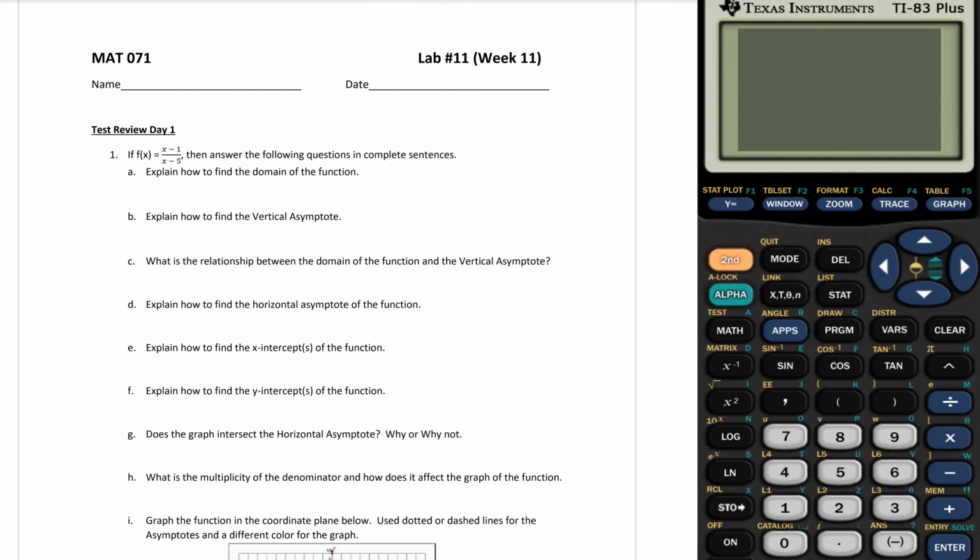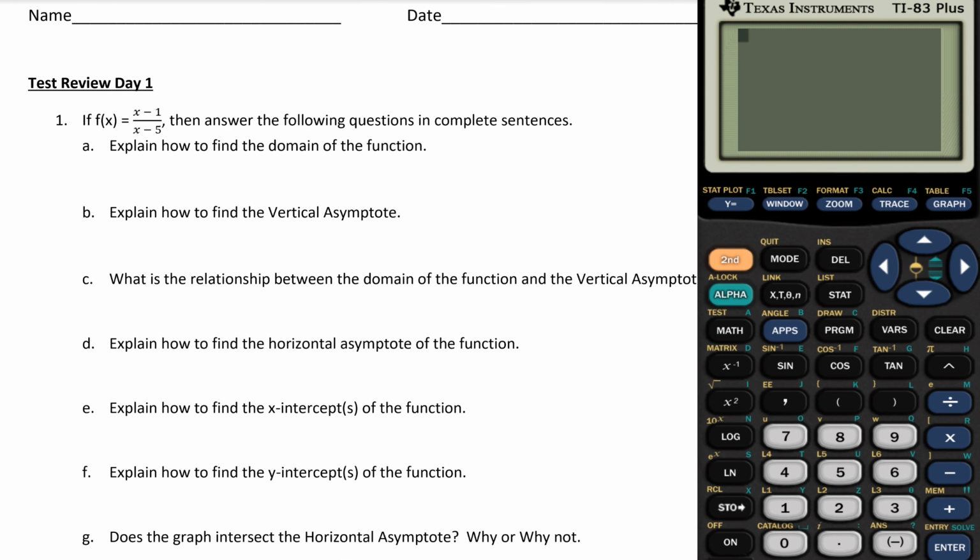minus 1 over x minus 5. Okay, they want us to answer some of the following questions in complete sentences. Okay, so the very first one, it says explain how to find the domain of the function. So the domain, how do I find it?